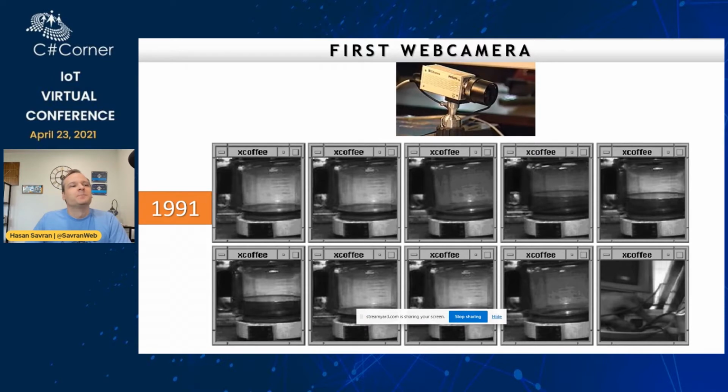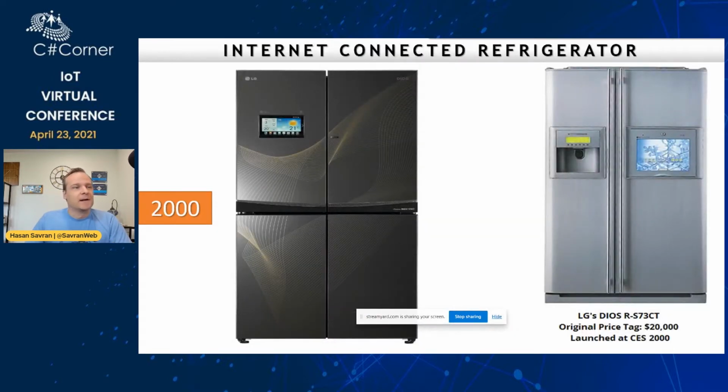That was 1991. Then 2000 comes up, and we end up with this really complex, big item. It was the first smart refrigerator. It was really complex, and it could do all kinds of stuff that many people didn't even have the technology for yet.